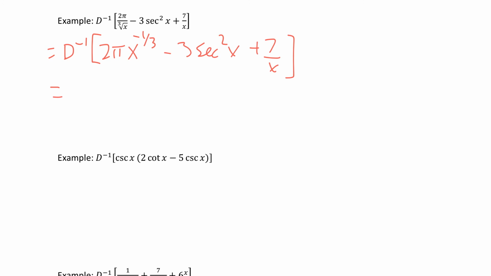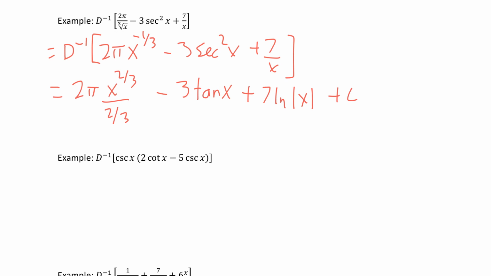Now the antiderivative here will be 2 pi is a constant, so it just comes out. We have x to the 2 over 3 all over 2 over 3. Subtract. Again, we think to ourselves, what is the function that has derivative secant squared? The function is tan x plus 7. And what's the function that has derivative 1 over x? It is ln x. And we need to put absolute values on the x. Plus c.